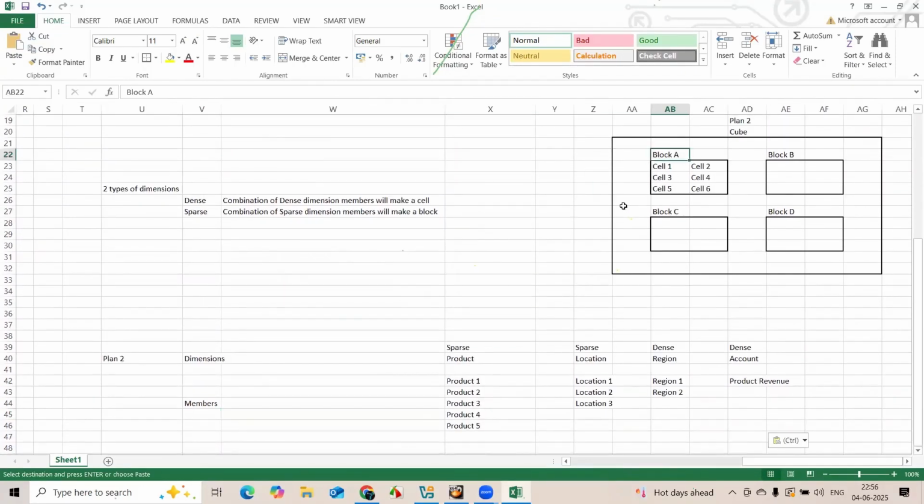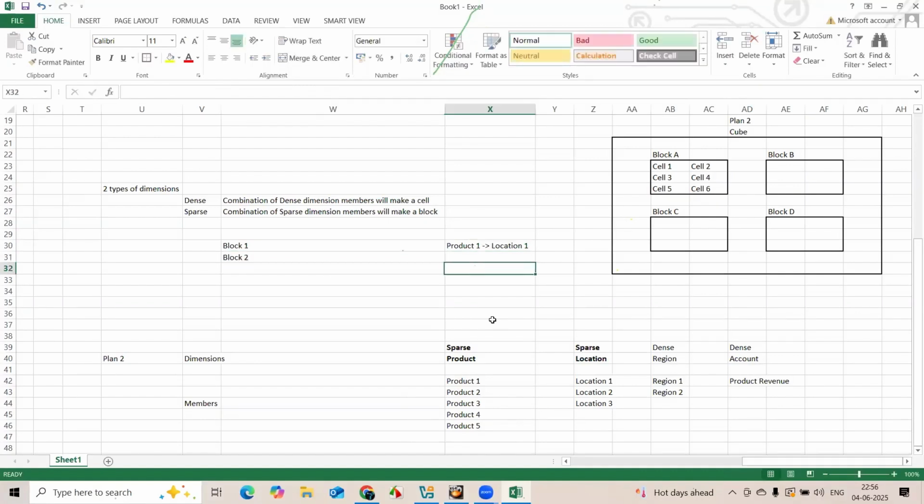So what makes a block? What I can tell is block 1. What is block 1? What I said, a combination of sparse dimension members. These two are sparse, right? So product 1 in combination with location 1 will make a block.